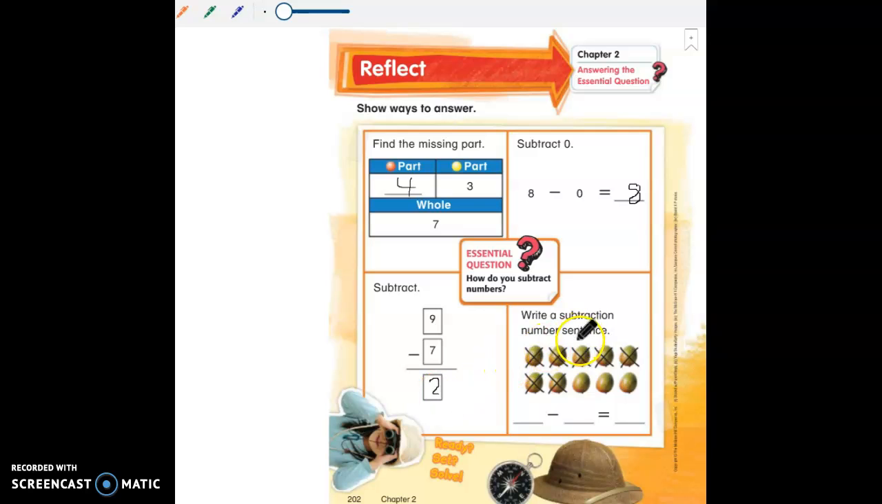All right, write a subtraction number sentence. So we have to find out what the whole is. And I noticed something here, boys and girls. This whole is a 10 frame. So let's say 10. And we're going to take away 1, 2, 3, 4, 5, 6, 7. How many do you have left? The difference is 3. Okay, well, we're all finished with this chapter.